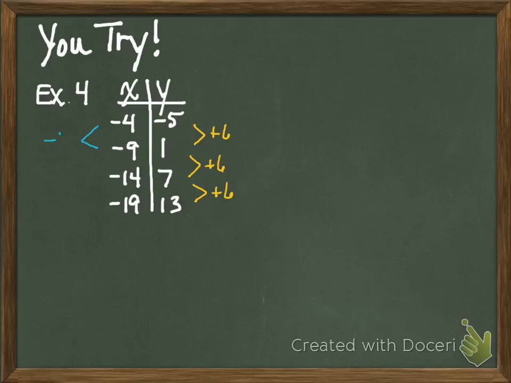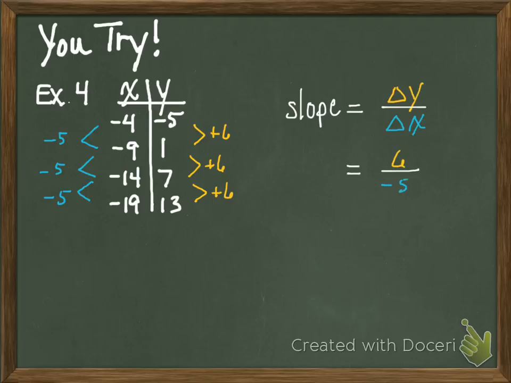So here I found the change in y, the change in x, and then I compare the change in y to the change in x, and I find that the change in y is 6 throughout the table, the change in x throughout the table is -5, therefore we'll say the slope is -6 over 5.